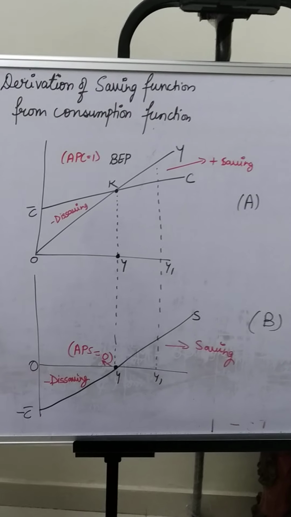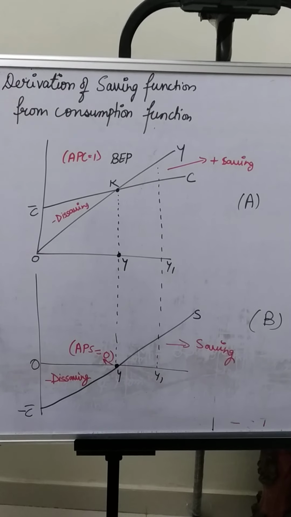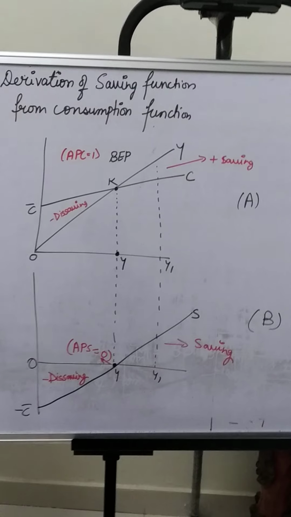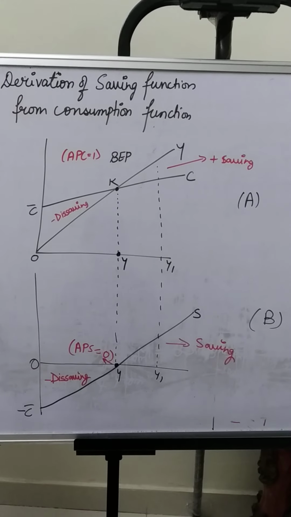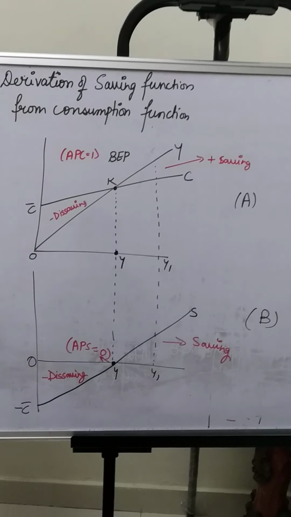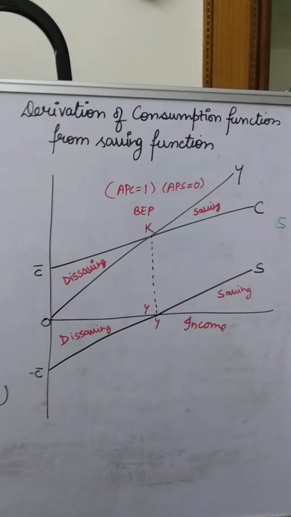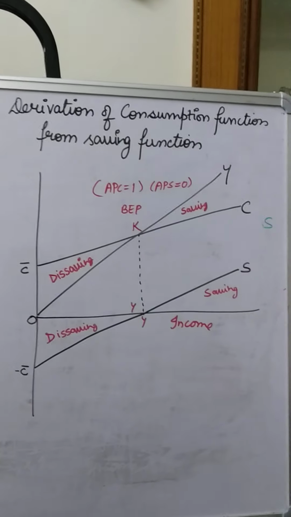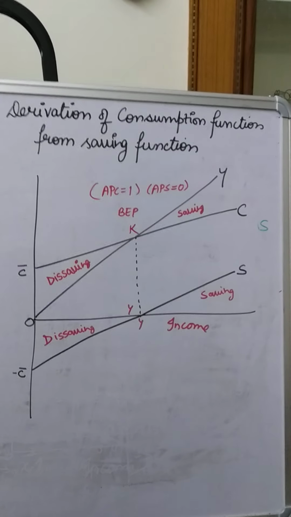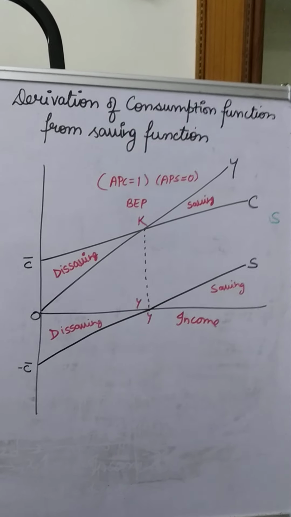This is a 3-mark question, the derivation of a saving function from the consumption function. Now let's discuss the derivation of the consumption function from the saving function. Okay, now this is your second diagram, which is the derivation of a consumption function from the saving function. Here I have drawn both the curves in one diagram only.